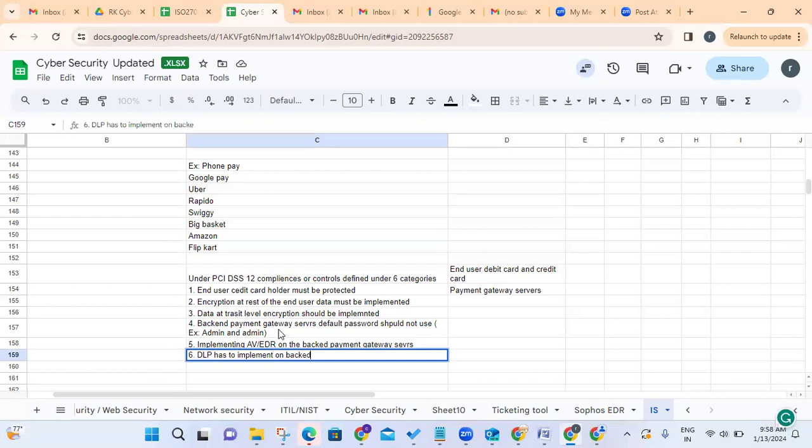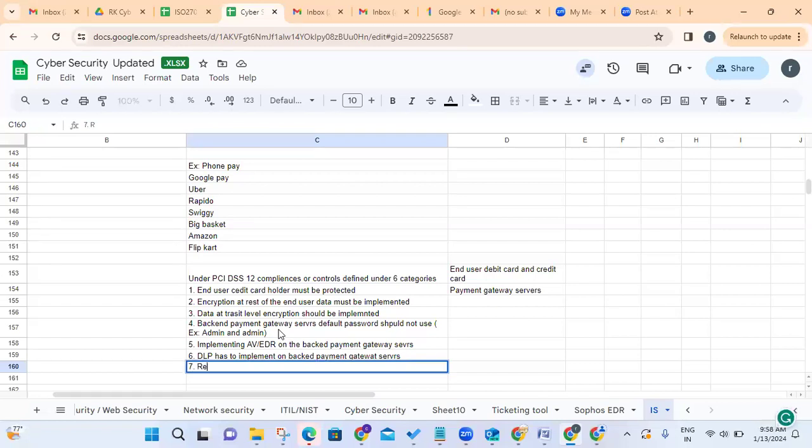has to be implemented on the backend payment gateway servers. So whenever any attacker tries to leak data or exfiltrate this debit card and credit card information, the data should not be leaked, and data exfiltration from the database should not happen. That is part of DLP.